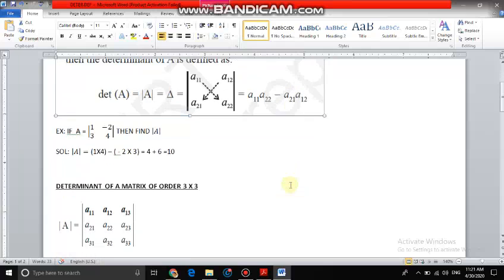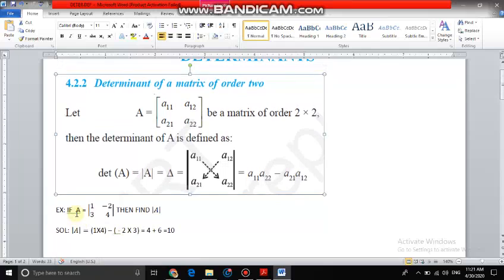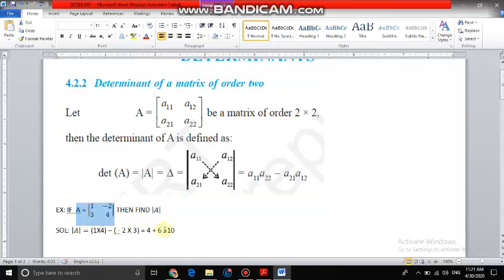Okay, so let me take an example to explain this with numbers. If I take A equals this matrix of order 2 by 2, then you have to find the determinant of A. As per the definition, first the diagonal elements will be multiplied, 1 into 4. I kept it in the bracket so that you can understand it easily. As per the definition, it has to be subtracted, so I put the minus sign. Next diagonal elements are minus 2 into 3.